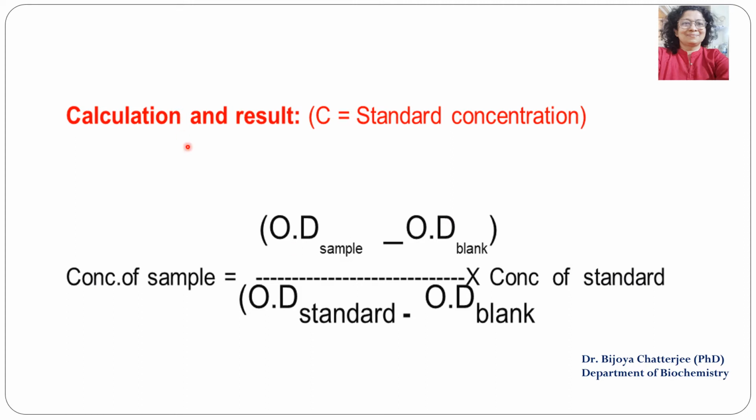Now the calculation which I was saying, you have to calculate the values. So you have to use this formula, that OD of sample minus OD of blank, OD meaning absorbance. So absorbance of sample minus absorbance of blank upon absorbance of standard minus absorbance of blank, just multiplied by the concentration of standard, because we already know it. So when we know all these components, we will automatically be able to calculate the concentration of the sample which has a known amount of the molecule.